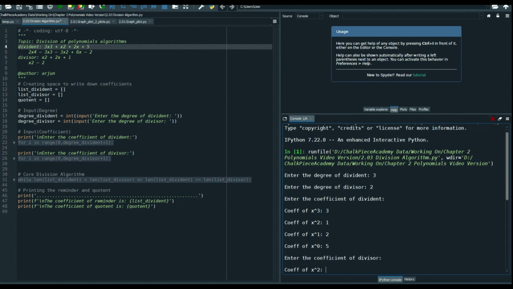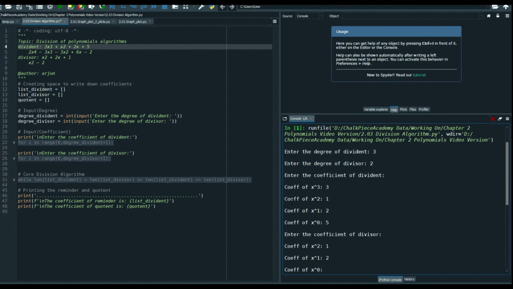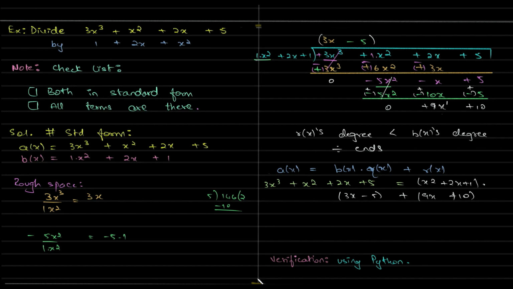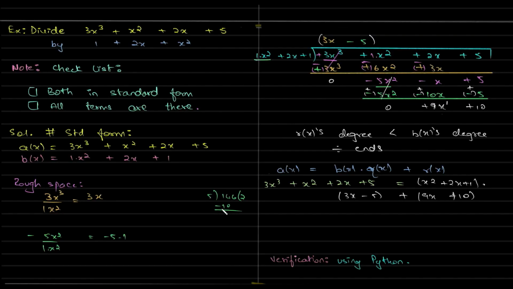Enter the coefficient of the divisor. So we have 1, 2, 1. Okay, the coefficient of the remainder is 9 and 10. So yes, we have 9 and 10, that's good. And the coefficient of the quotient is 3 and minus 5. 3 and minus 5. Yes, our division is correct.